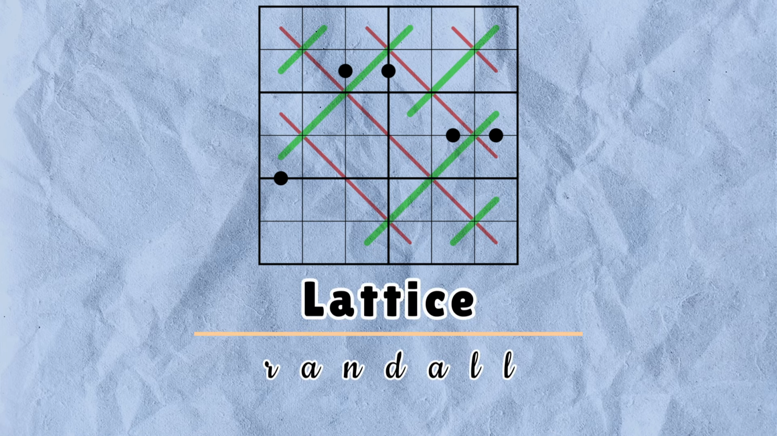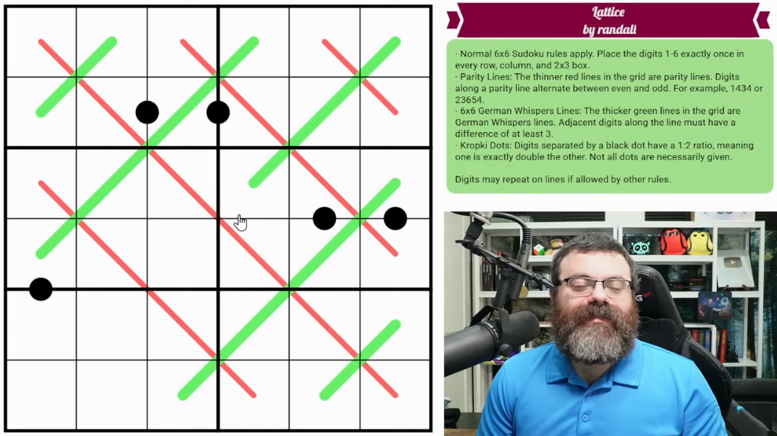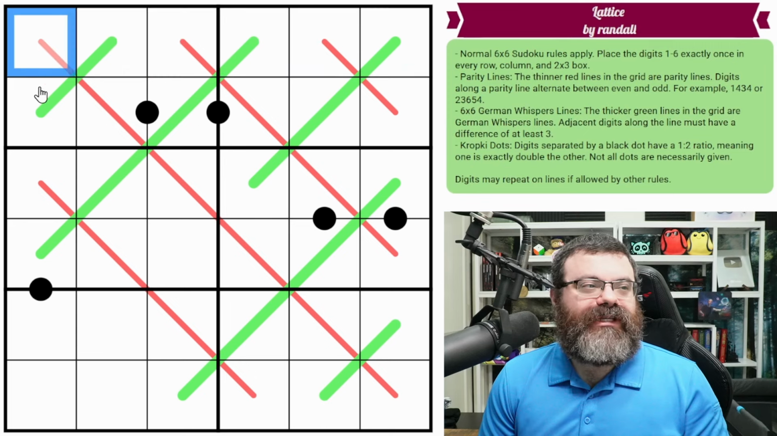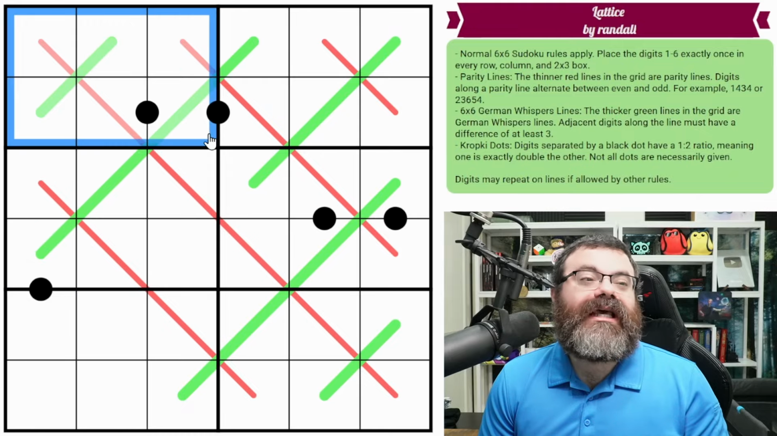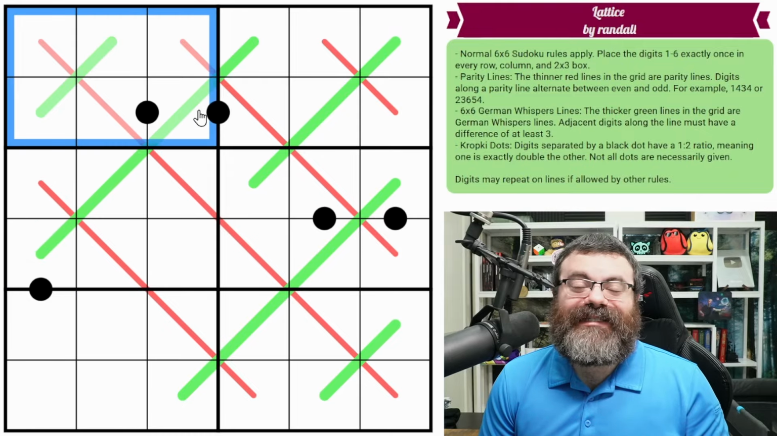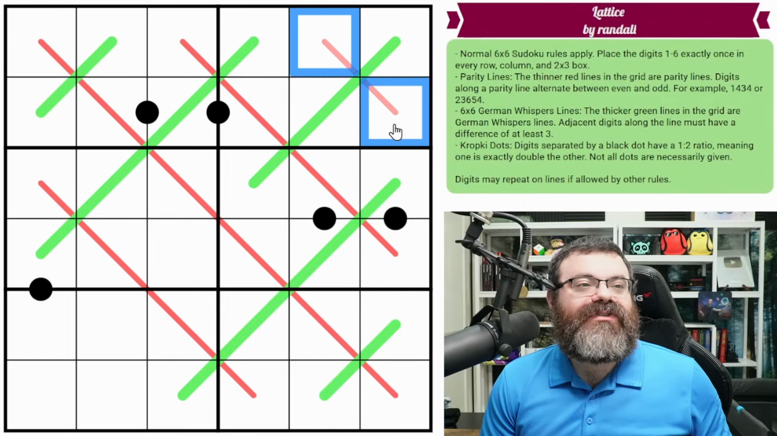Hello, let's continue our Sudoku adventure with Lattice by Randall. So we have normal 6x6 Sudoku rules, so in each row, each column, and each 2x3 box, we are placing the digits 1 to 6 exactly once each. We also have these red lines in the grid.